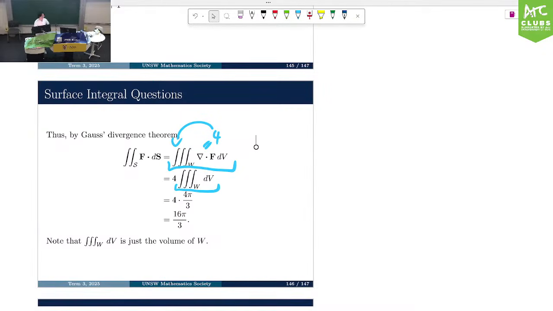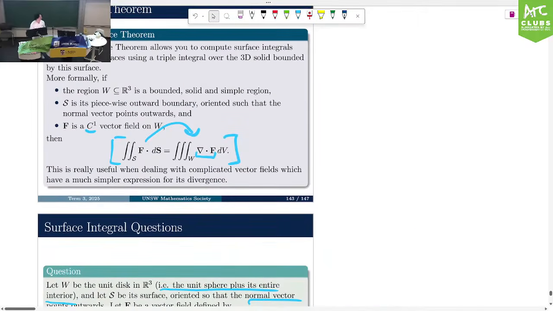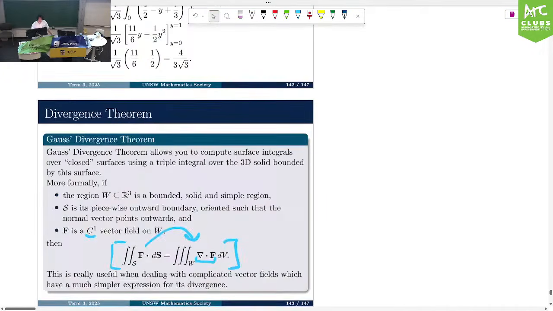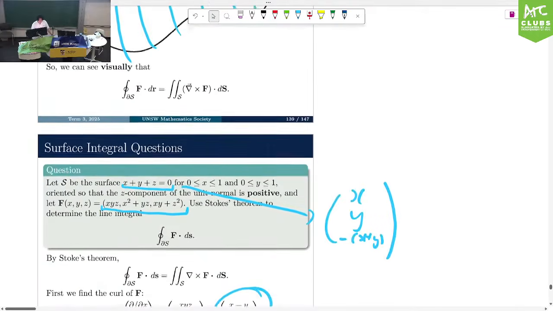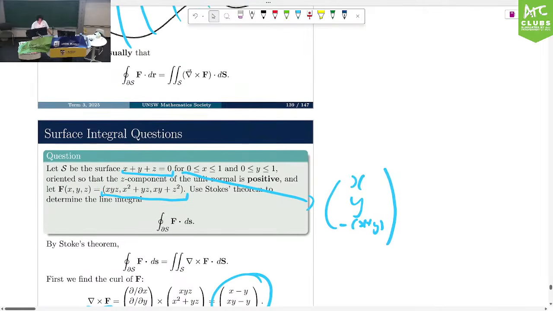It is a flux, yes. It's my fault. It's slightly different notation, but yes, it is effectively flux.